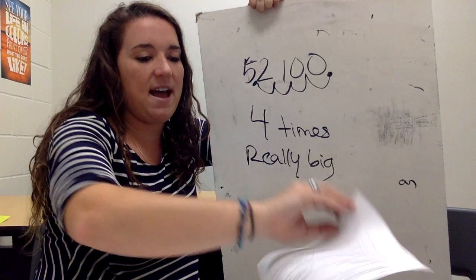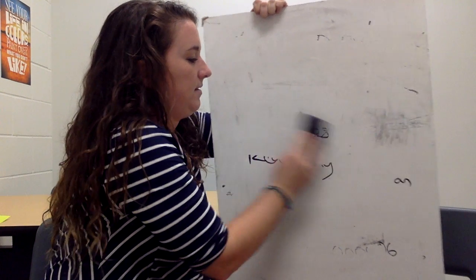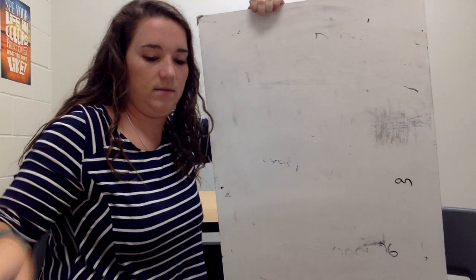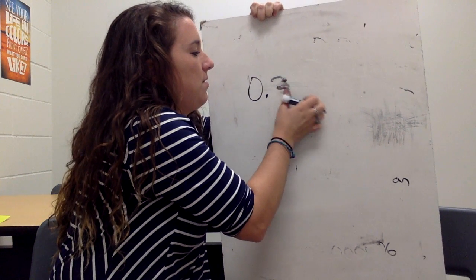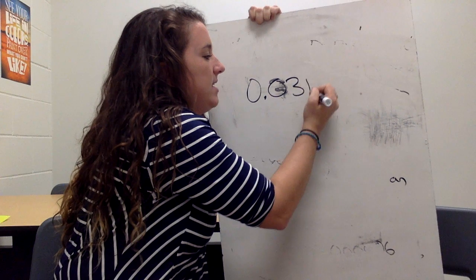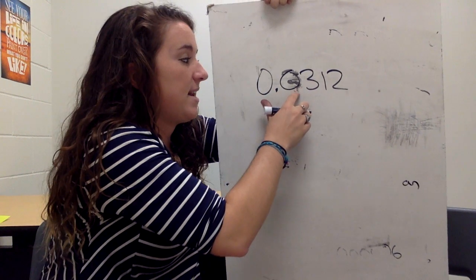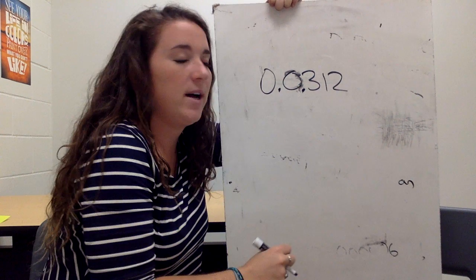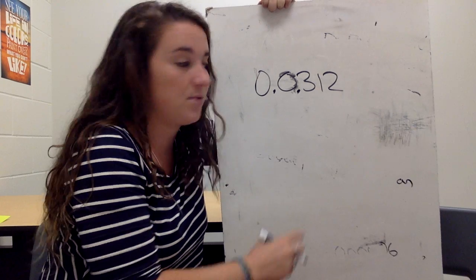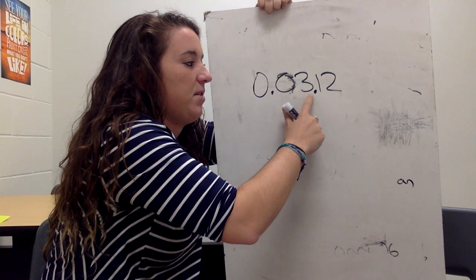Next, I have 0.0312. So I need to figure out again, where do I place the decimal so that the front number comes between 1 and 9. Where it's placed right now, our number is way too small. If I move it here over once, I have 0.312. Is that still too small? Yep. If I keep going and move it here, now I have 3.12.